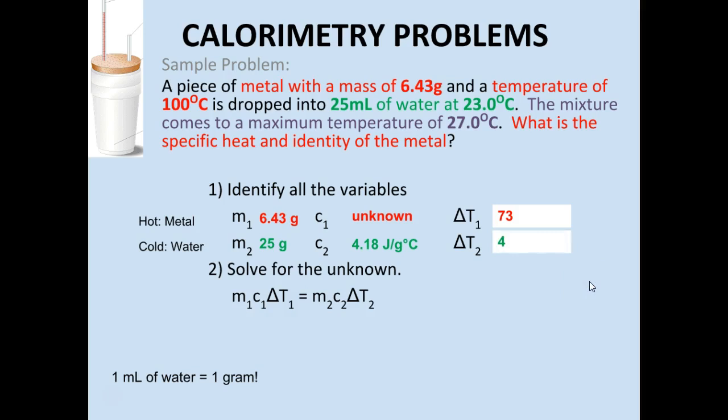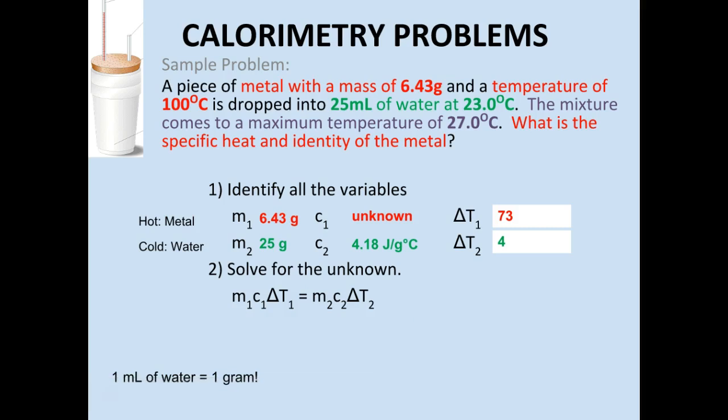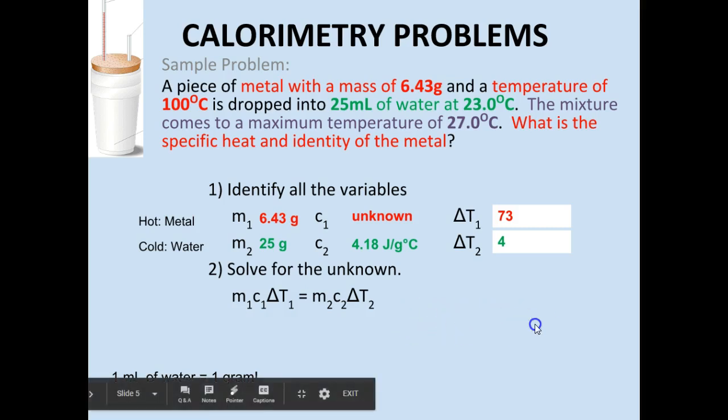Again, we're solving for our unknown. How do we do that? We're trying to solve for C1. Right now it's multiplied by M1 and delta T1. We need to unmultiply it. How do we do that? We divide. So we're going to divide this side by M1 and delta T1. But if we do that, we have to divide this side by M1 and delta T1. When we do that, we're left with C1 is equal to M2 C2 delta T2 divided by M1 delta T1.